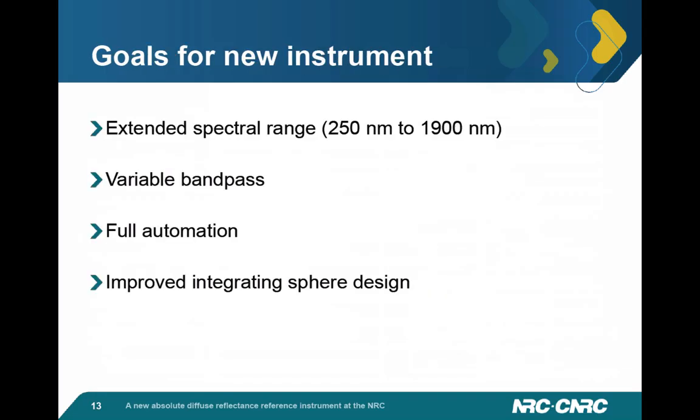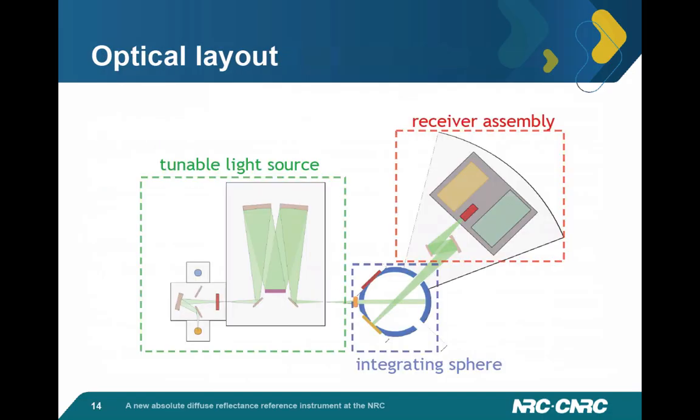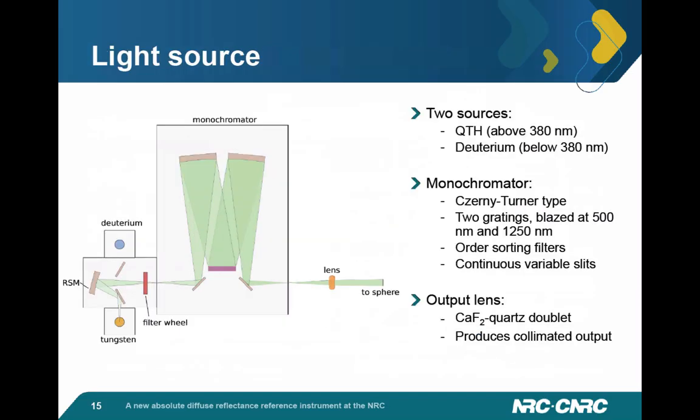The goals for the new instrument are as follows. We are hoping to extend the spectral range from 250 to 1900 nanometers with variable bandpass, full automation, and an improved integrating sphere design that's being designed in order to mitigate some of these sphere non-idealities. This is a schematic of the optical layout. We can divide the system into basically 3 components: a tunable light source, an integrating sphere, and a receiver assembly.